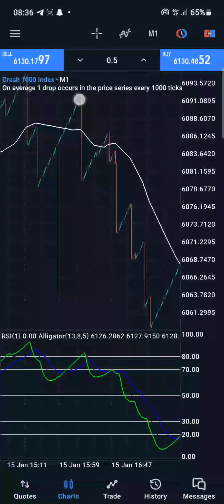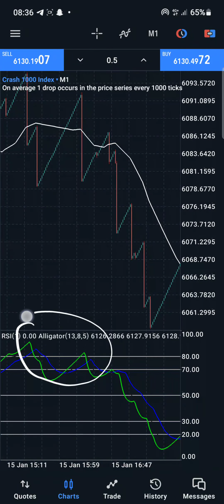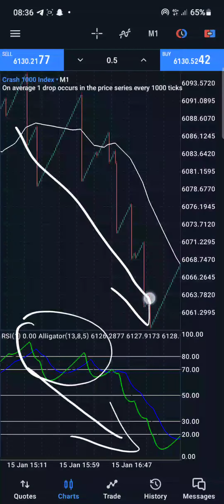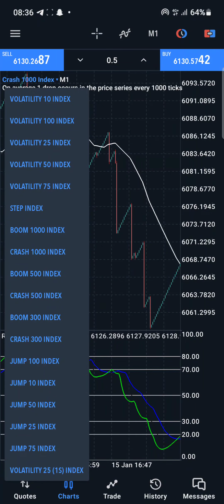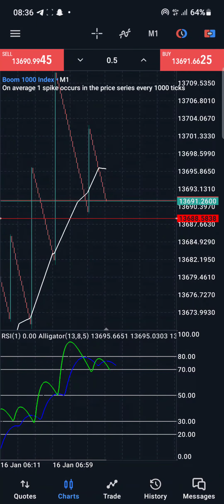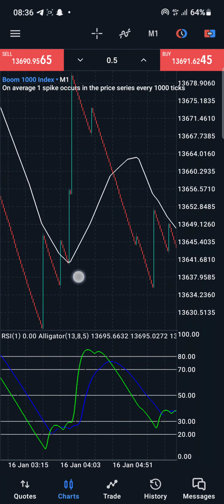You can see right from here when the market was overbought, then it started selling right from there. So you can check it out right from there. It kept on spiking and spiking till it crashed down to the very last part of the trend. Okay, so this is very, very important. You can also use it to trade Boom also. Let's check it out with Boom 1000.